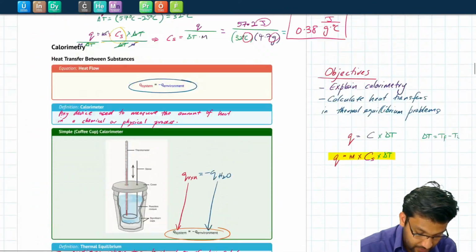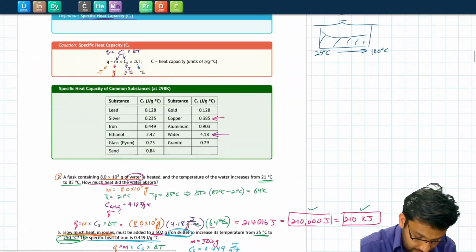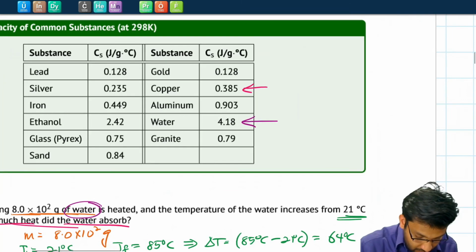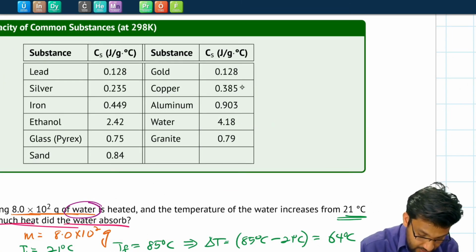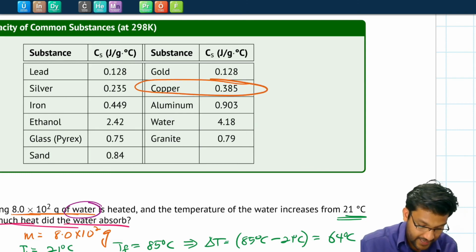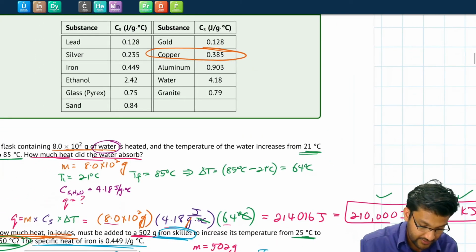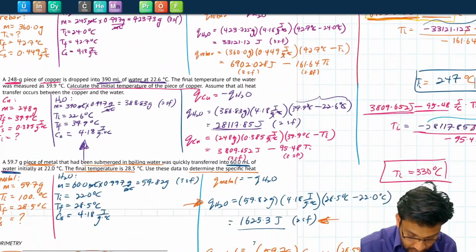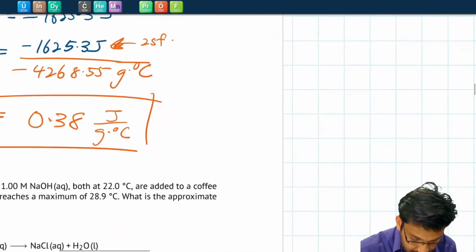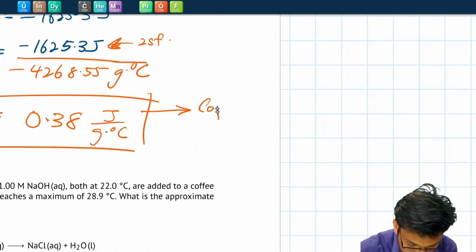Let's go up to our table and see what we have. We have all of these different materials. The one that's closest, it looks like, is copper at 0.385 joules per gram per degree Celsius. So I think we can confidently conclude that this material is copper.